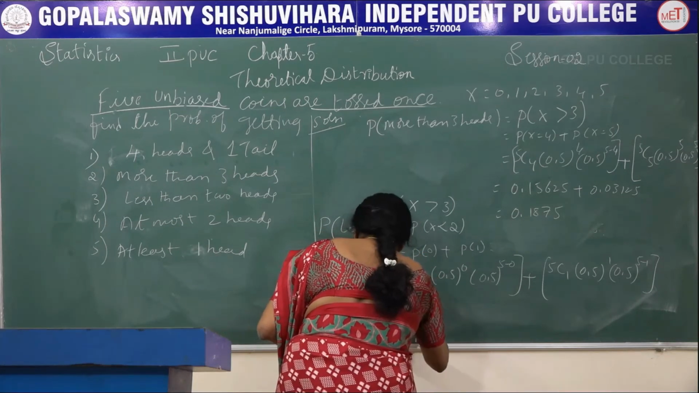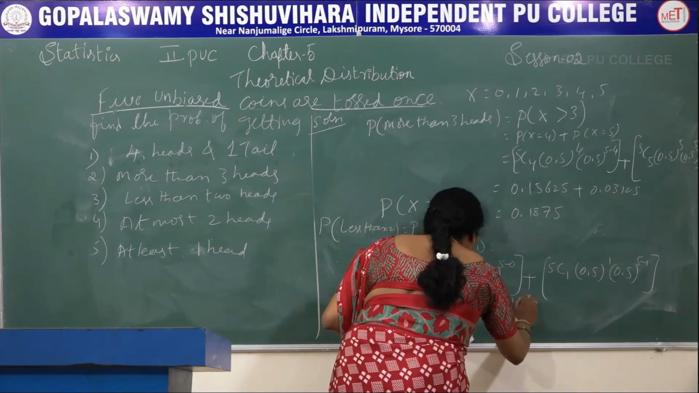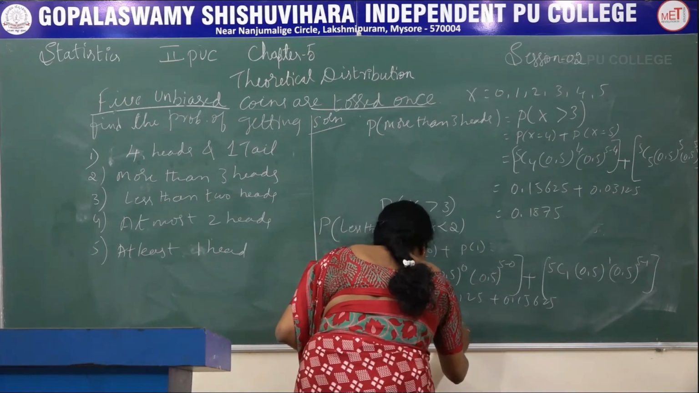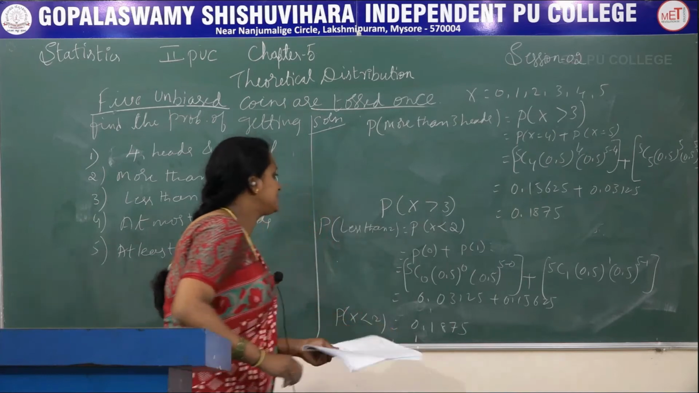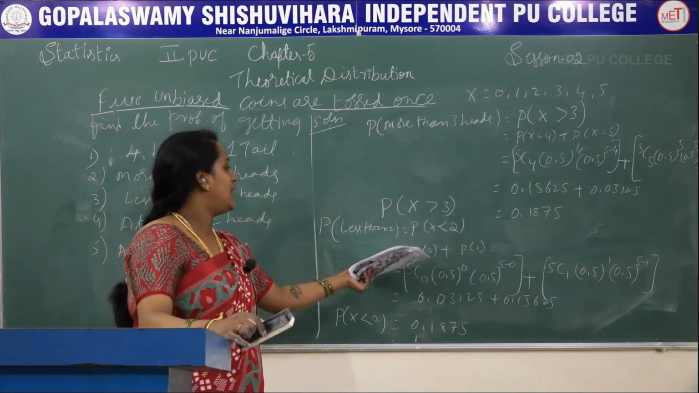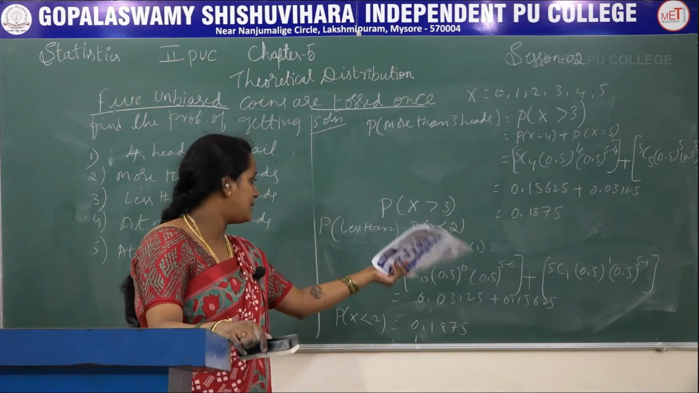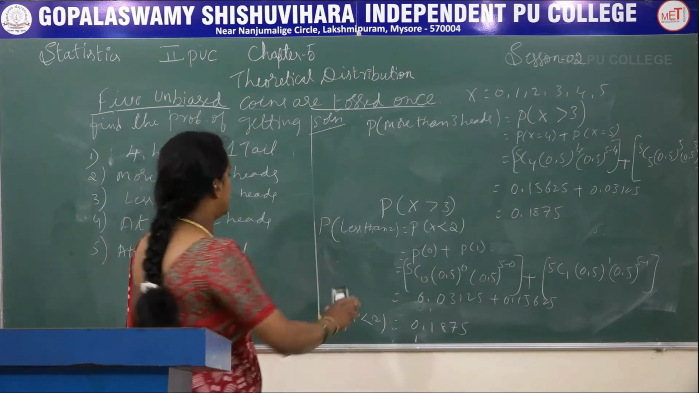After simplification, you will get 0.03125 plus 0.15625, which is 0.1875. This is P of x less than 2. Got it? I split this probability into P0 and P1, then substituted the values from the PMF.